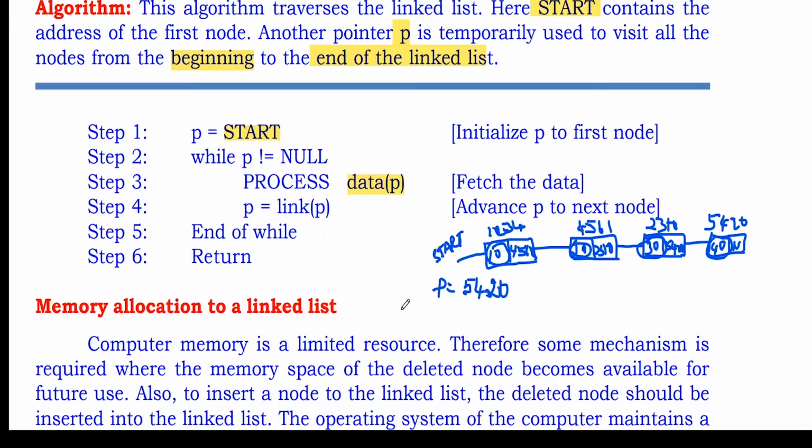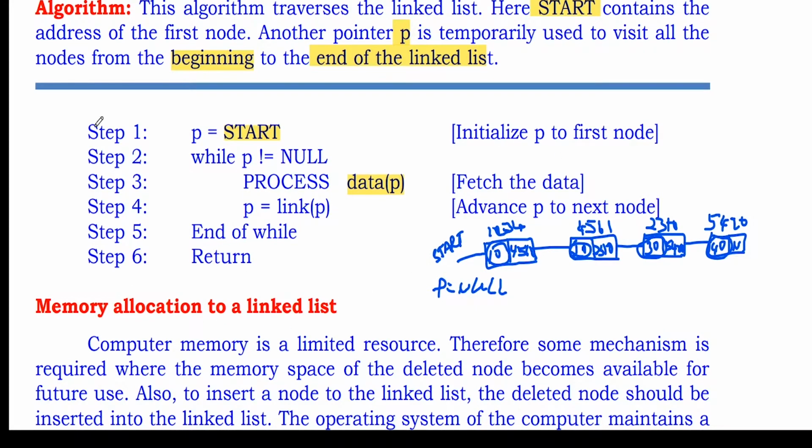Next what we do, we replace P by link of P. So what is the link of P now? You can see that the link of P is null. So null not equal to null becomes false, so we quit. So this becomes null. I think you can understand here. Null not equal to null is false, we quit.